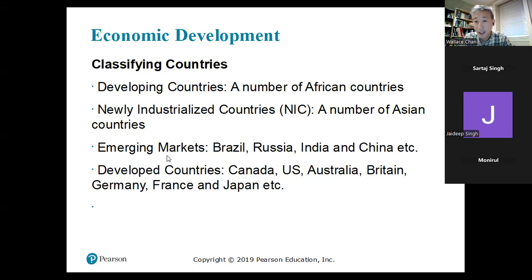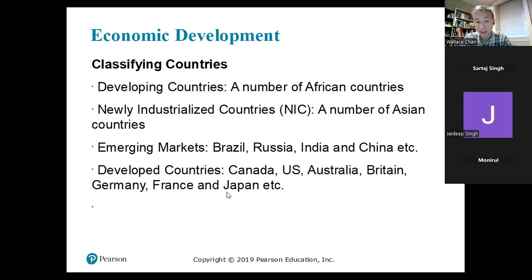And then we have emerging markets, which are actually very interesting because those emerging markets do not only provide cheaper labor and natural resources, but they themselves are potential markets for the various products and services. As a company, you look at those countries not only as the providers of labor and resources, but also potential consumers. Examples are Brazil, Russia, India, China, etc.